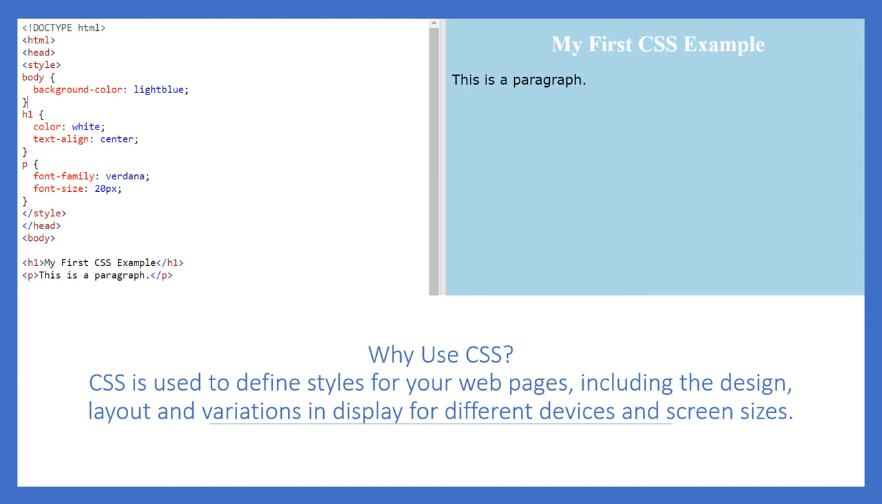We have a style tag in the header section. In that style tag, we have to include the CSS styling, whatever styling we have to apply. Like background color, I'm giving light blue, and for headings, this is my first CSS example, which is the heading we are giving white color, and the text element is.